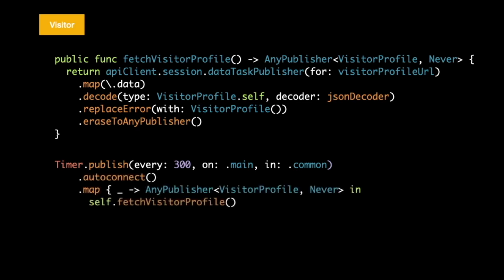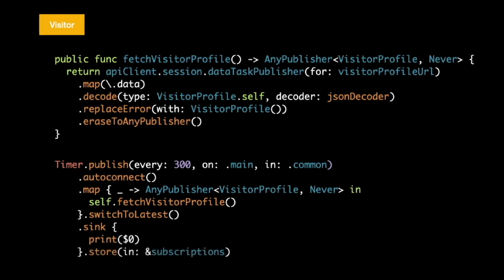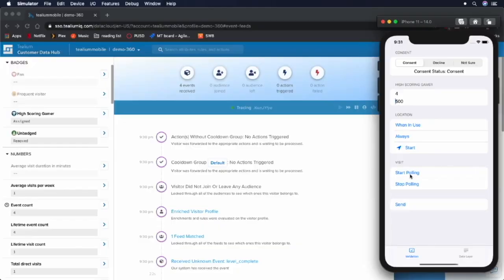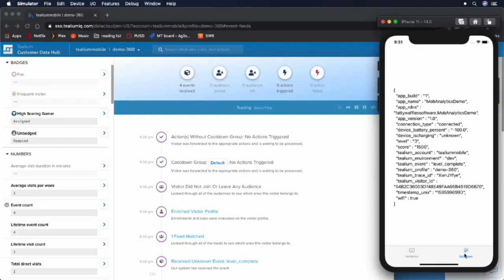Then use map to fetch our visitor profile here. In order to cancel any requests, we use the switchToLatest operator, and that's it. If we head to the demo app, we can start polling and throw up some confetti for our High Scoring Gamer.